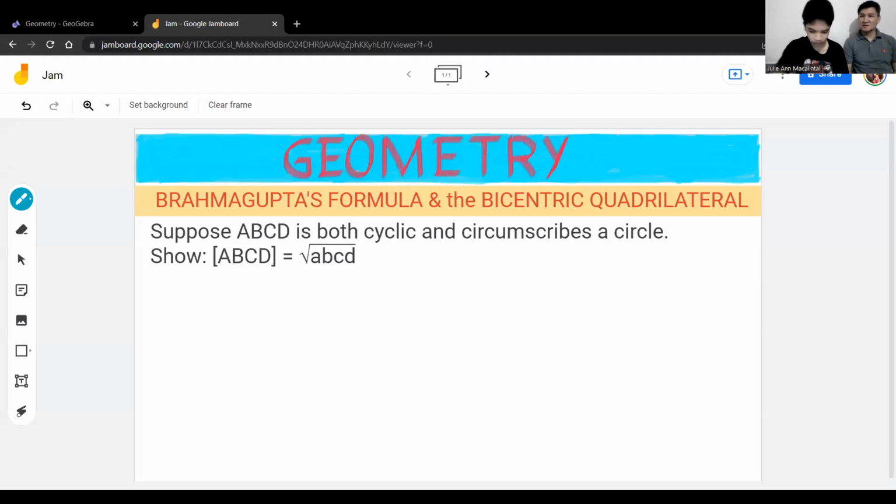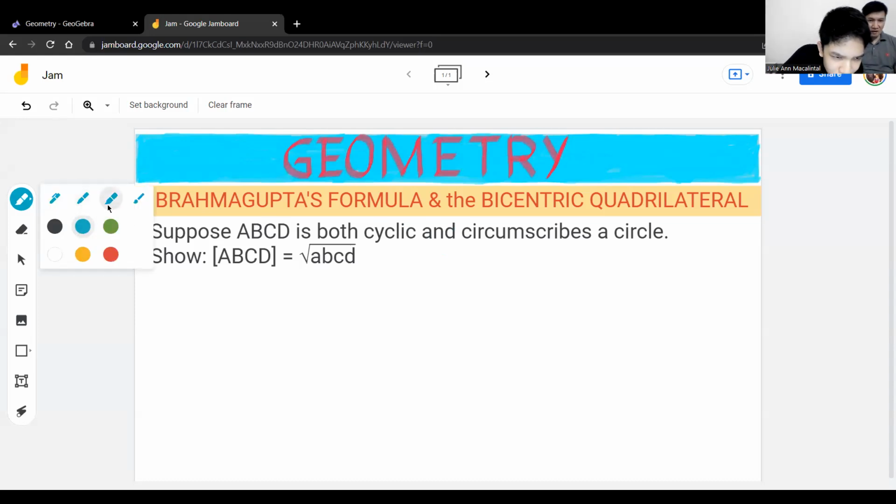Hi Josh, I solved this problem in geometry, about Brahmagupta's formula and the bicentric quadrilateral. Suppose ABCD is both cyclic and circumscribes a circle. Show that the area of ABCD is equal to the square root of lowercase abcd.